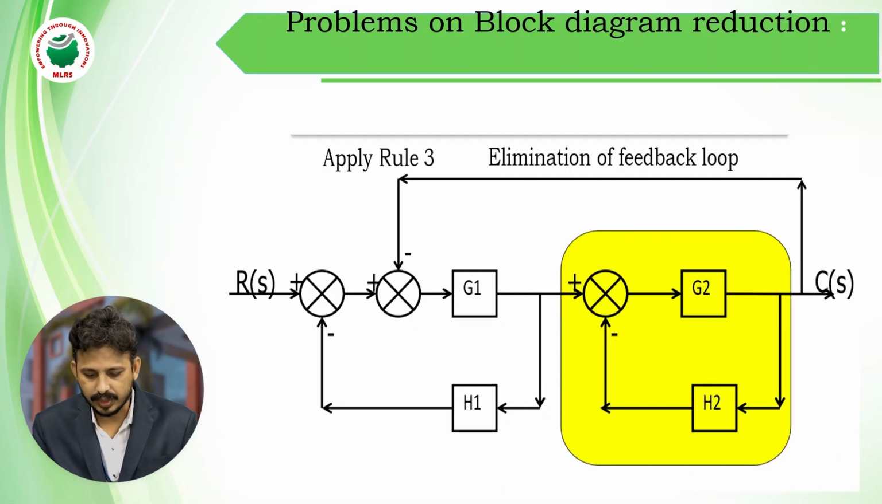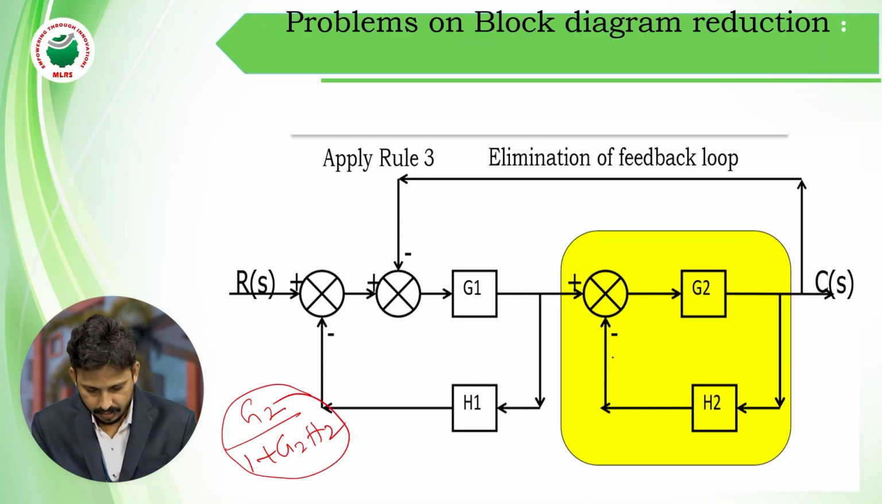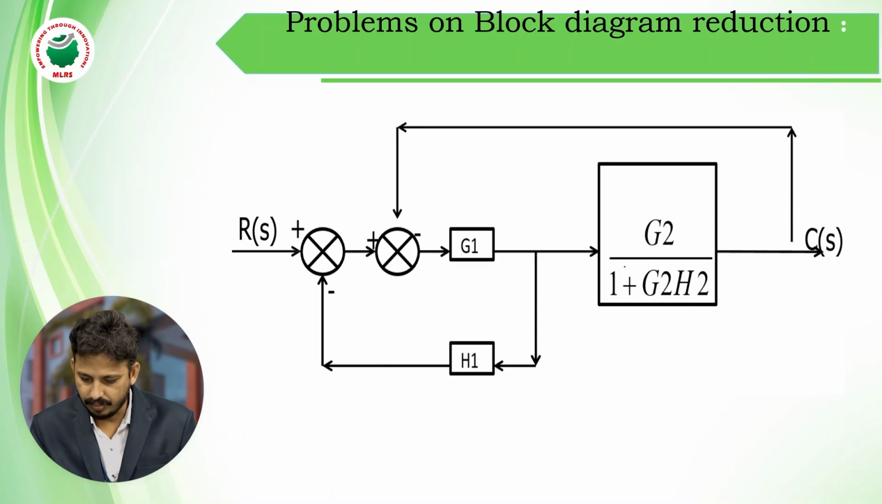So first of all, the first rule I am applying is eliminating the feedback of the loop. So see, G2 and H2. G2 is the forward path gain and H2 is the feedback path gain. So I am eliminating this feedback. After elimination of this, I will get G2 by 1 plus G2 into H2. Okay, G2 by 1 plus G2 into H2.